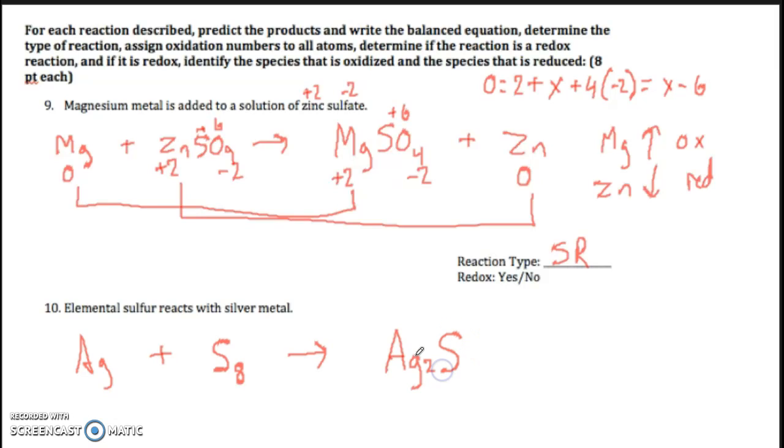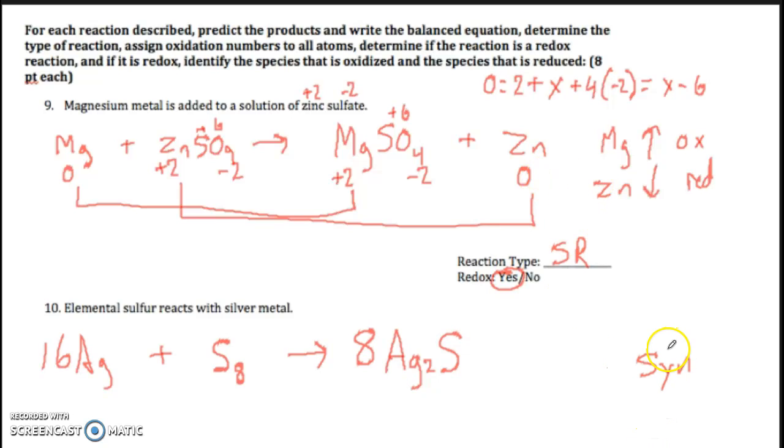Now, why did I put the Ag in front of the S? Because we always put the metal first, non-metal second, every single time. Then to balance this, I would need an 8 in front. 8 times 2 is going to give me 16 over there. So that's a synthesis reaction. Oh, forgot to mark. That's a yes.